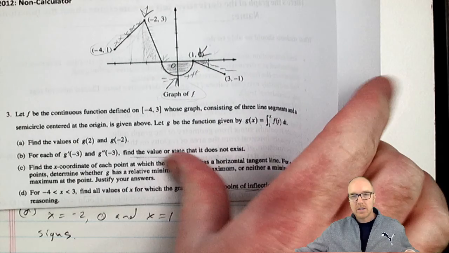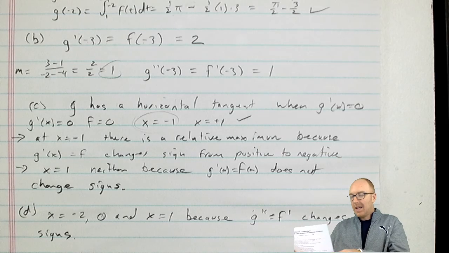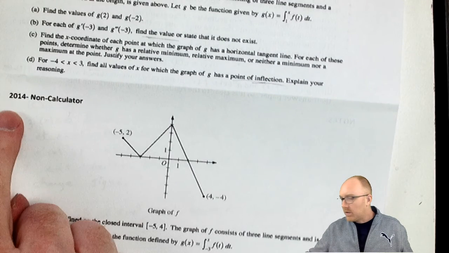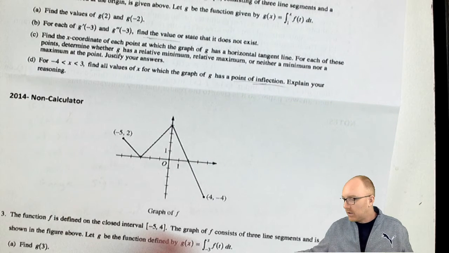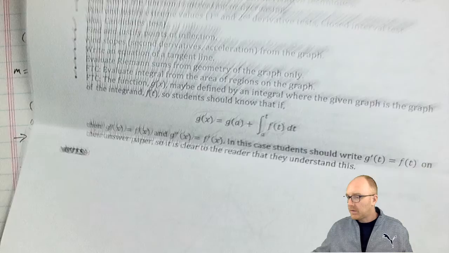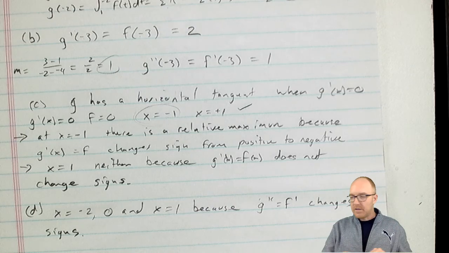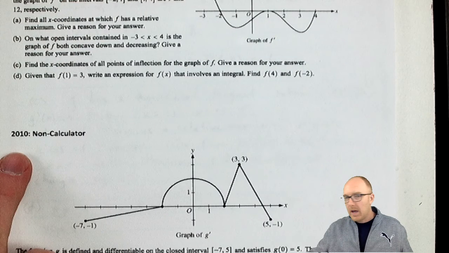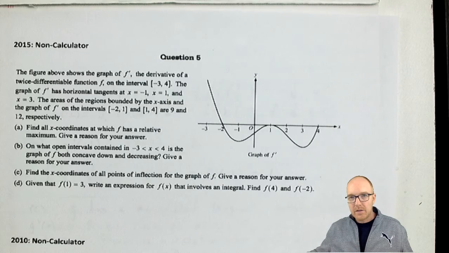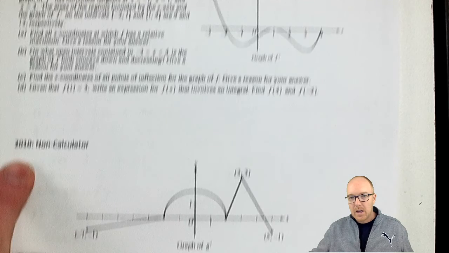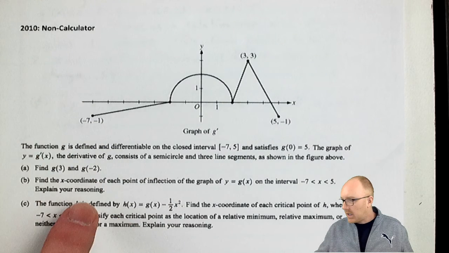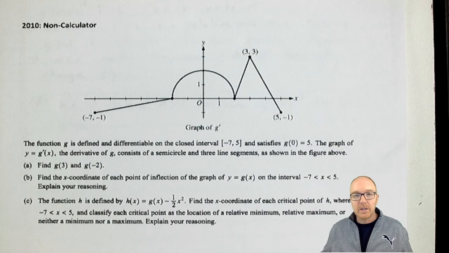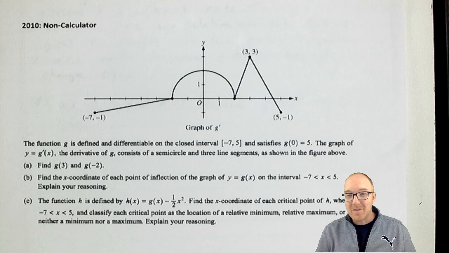I'm going to tell you what else is available here on this particular topic, FRQ topic 3. 2014 non-calculator question number 3. 2015 non-calculator question number 5. And 2010 is a non-calculator question. Don't know the number. Apologize for that. I could look it up, but we don't have time for that.